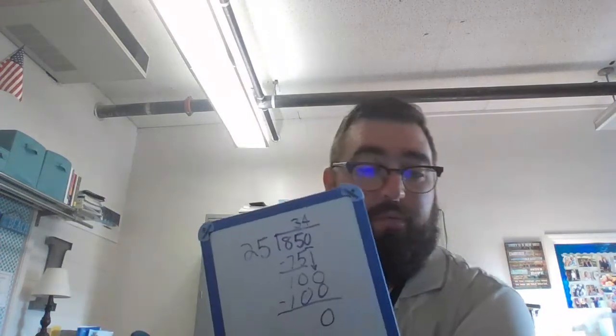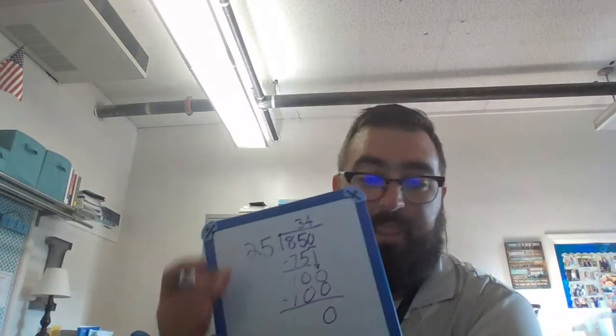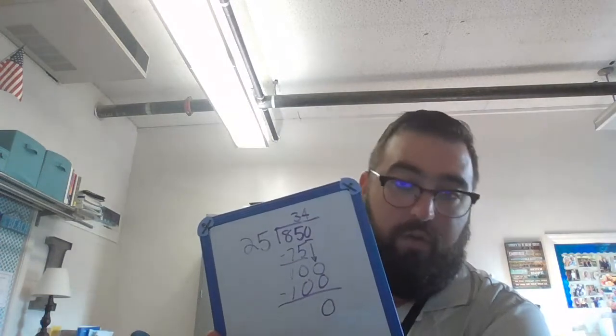Next step would be subtract. 100 minus 100 is 0. And then we would bring down. There's nothing left to bring down. And we have 0 down here. So therefore, our answer is 34. Now, if you want to check to make sure that's right, you just multiply.